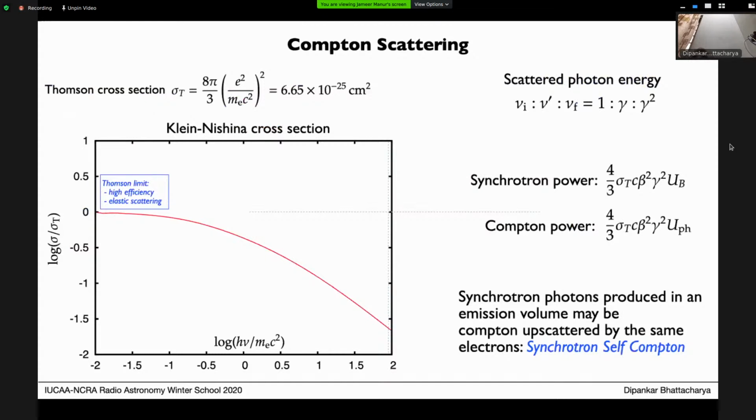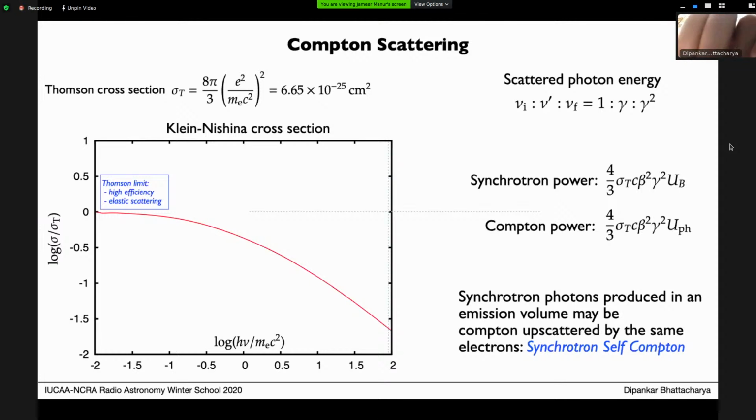Right. So in the Thomson limit, the scattering cross-section is given by this fundamental constant, 8π/3 (e²/mₑc²)². When the incoming photon energy is much lower than the rest energy of the electron, then the scattering is mostly in the Thomson regime. So you have the cross-section, which is plotted on the vertical axis here, and frequency, in units of the frequency as the electron sees it, in units of the rest energy of the electron.